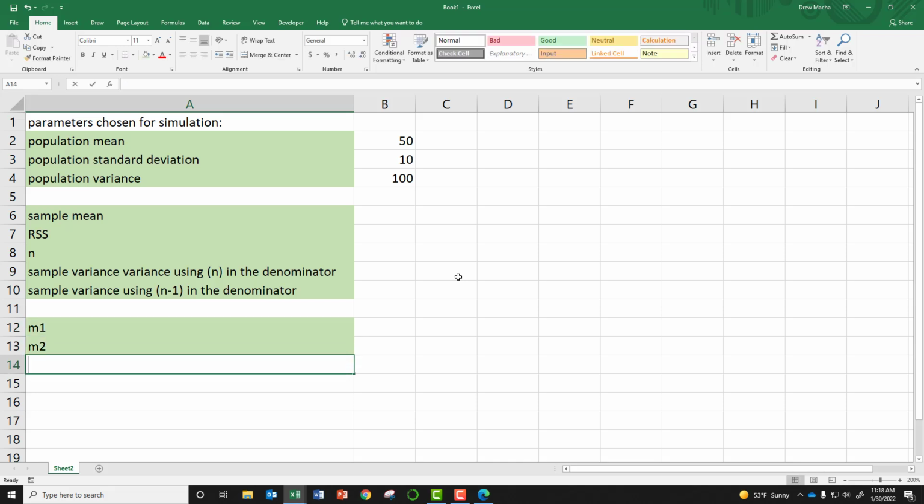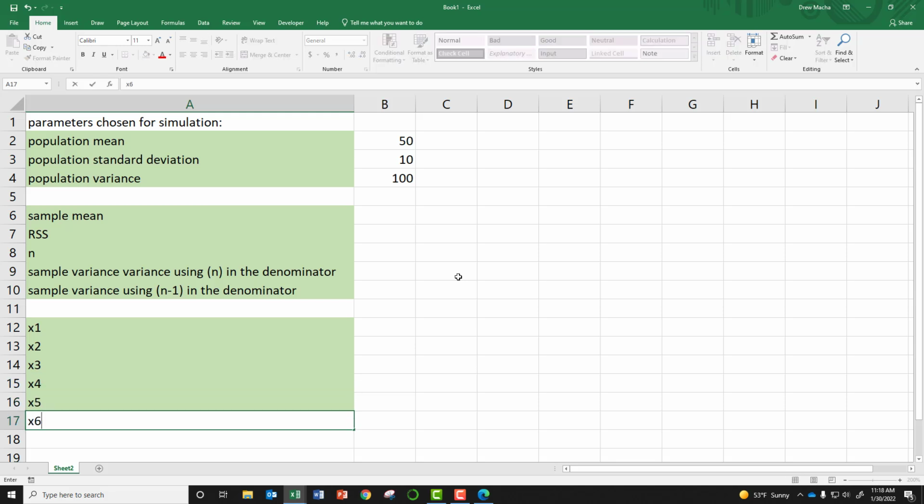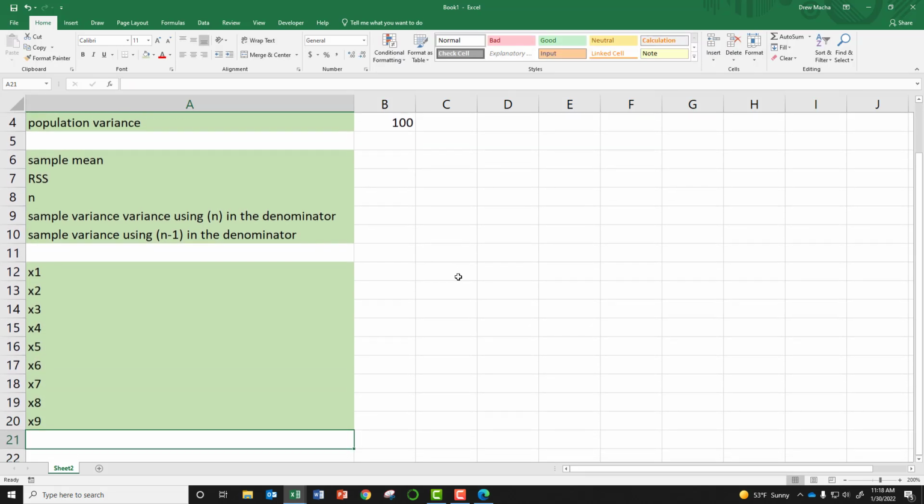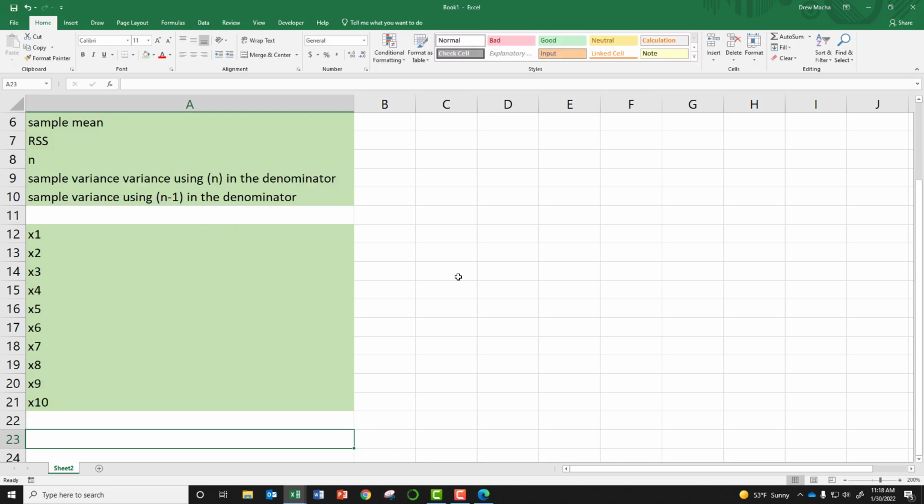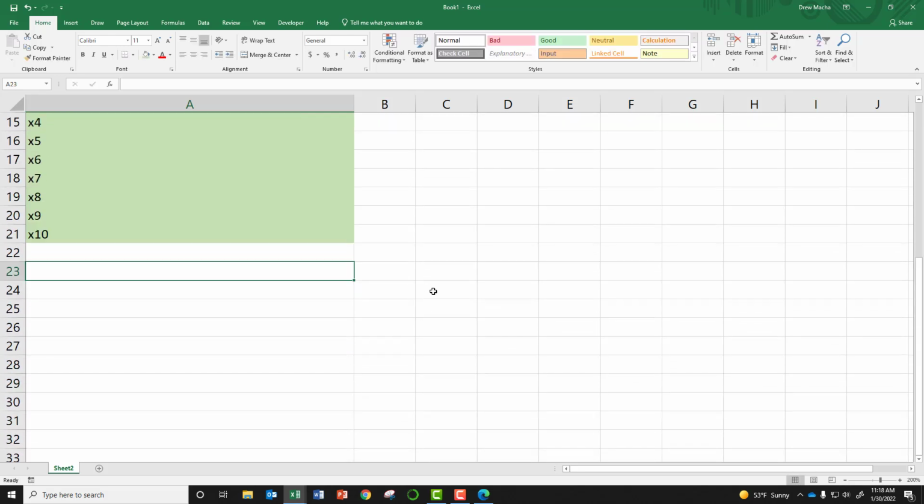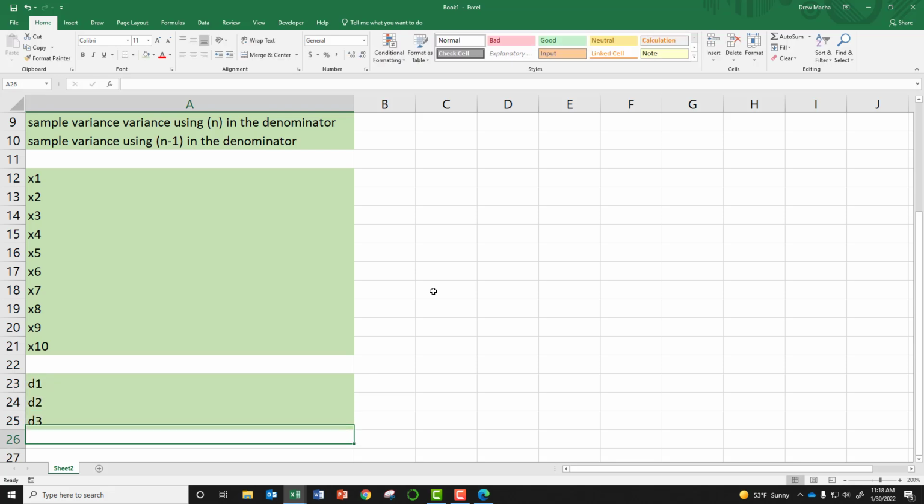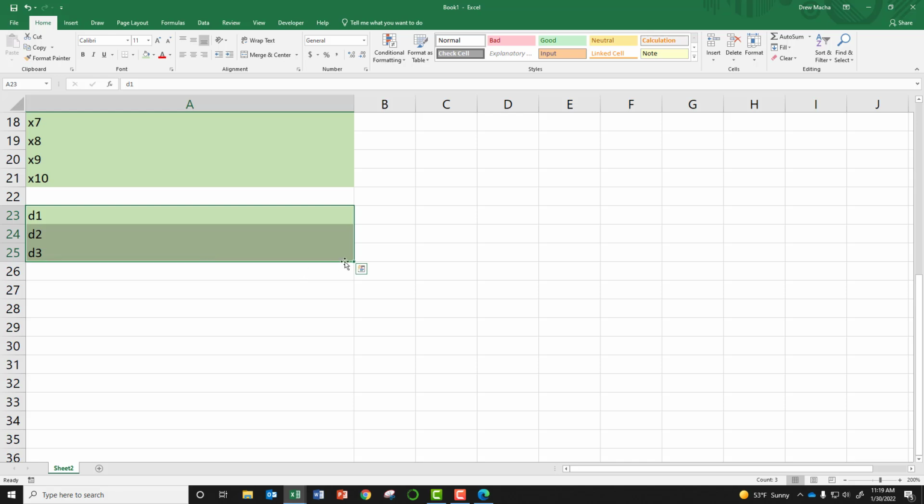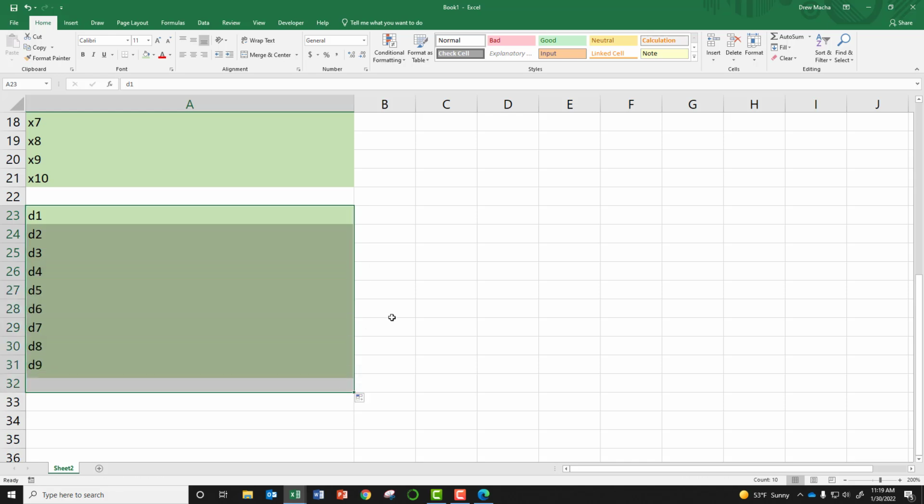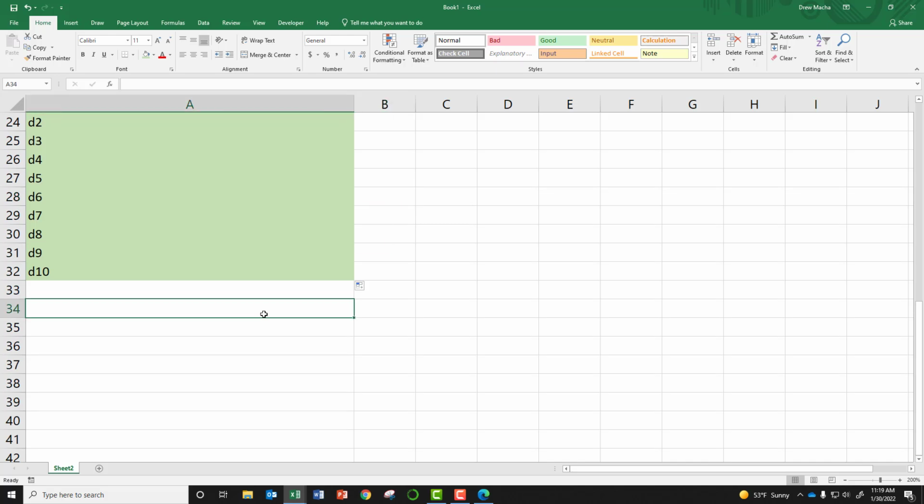So M1, M2, M3. Actually, we typically have been using in this lecture X for measurements. So for our data, we'll label X1, X2, X3, X4, X5, X6, 7, 8, 9, and X10. I need to calculate the deviations for each of these too. So I'm going to use the letter D to represent deviation. So I've got D1, D2, D3, and so on. Maybe Excel is going to make my life easier. There we go. So I have 10 deviations that I'll calculate.